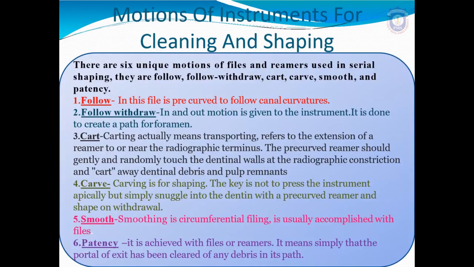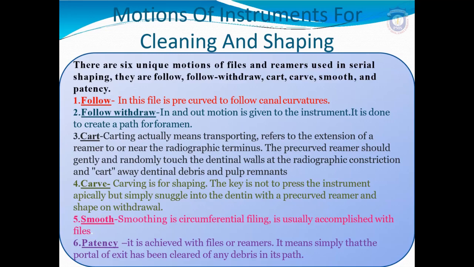The motions of instruments for cleaning and shaping. There are 6 unique motions of files and reamers used in serial shaping. They are follow, follow withdraw, cart, carve, smooth, and patency. In follow, the file is pre-curved to follow the canal curvatures. In follow withdraw, an in and out motion is given to the instrument. It is done to create a path for the foramen.